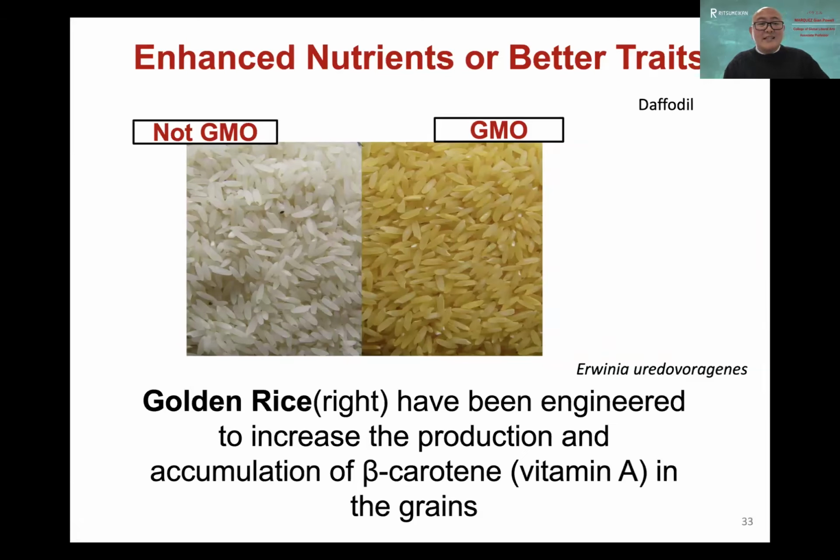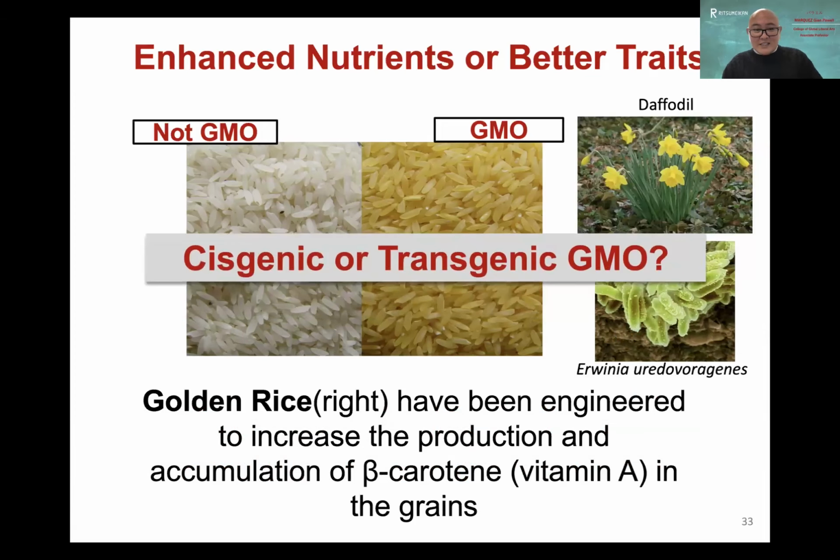The question is, is it cisgenic or transgenic? It is transgenic. They get the DNA or the gene from the daffodil and this bacteria to be incorporated in the rice so that they can produce beta carotene. Okay, so do you think this is safe? Based on the current findings, it is safe, but it's not yet commercially available in the market. But they have trialed it already in the field.